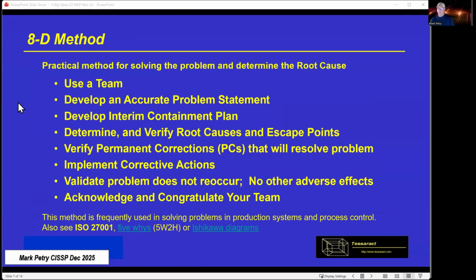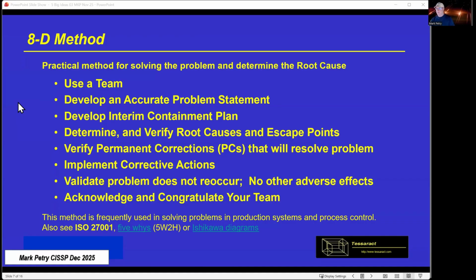The 8D method is another one. It's more complex, but it is kind of linear, and it actually is similar to the continuous improvement or incident management model in 27001, where you use a team, develop an accurate problem statement. To me, this is the most important step. Get an accurate problem statement. Then develop a containment plan, like going back to the NIST 800-63, which, contain, remediate, and resolve.